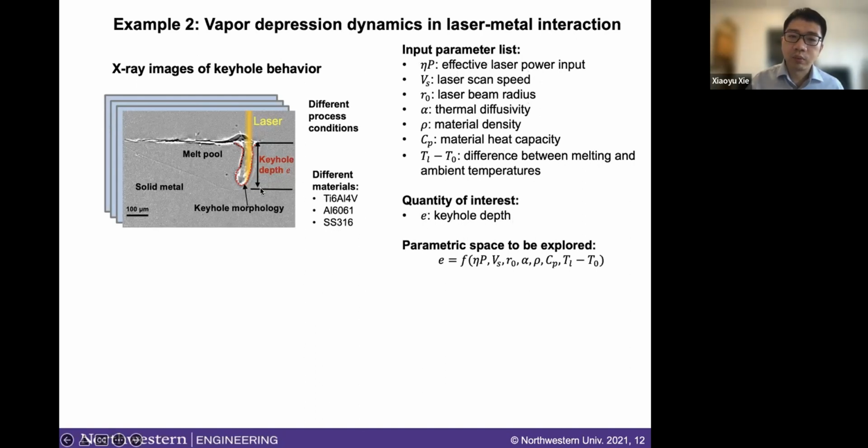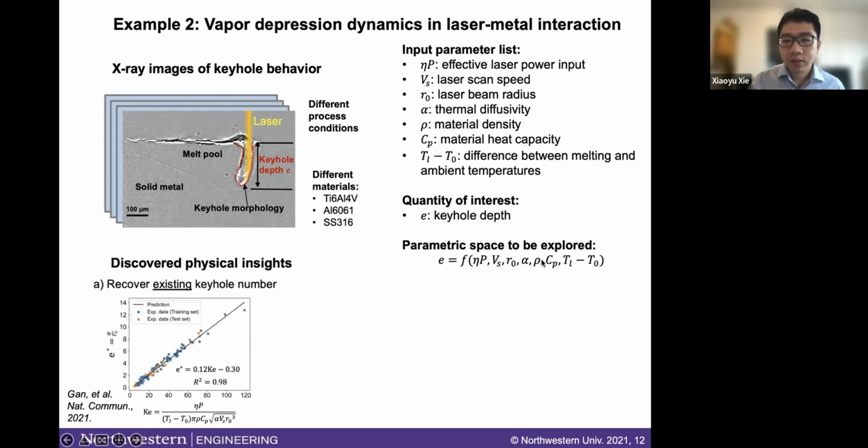Basically, we want to understand how these input parameters can influence the keyhole depth, because the keyhole depth is a direct measurement for how much energy has been absorbed by the metal. So the parameter space to be explored is this one. And we have 7 input parameters and 1 output parameter.